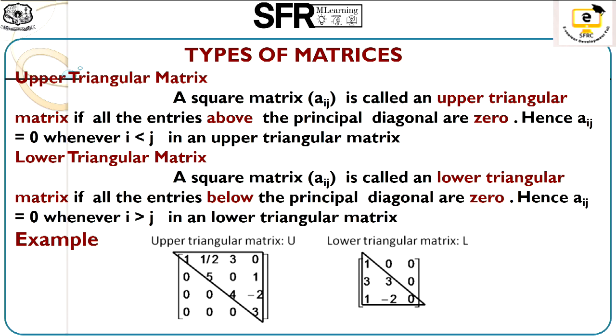We see an example. Below the diagonal, the entries are 0. This is an upper triangular matrix. Next example: above the diagonal, the entries are 0. This is called a lower triangular matrix, including the diagonal also. Upper triangular means the entries below the diagonal are 0. Lower triangular means the entries above the diagonal are 0.